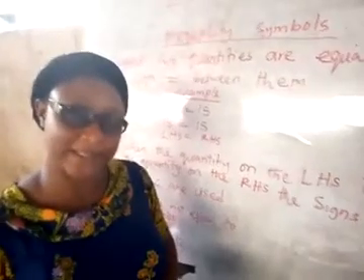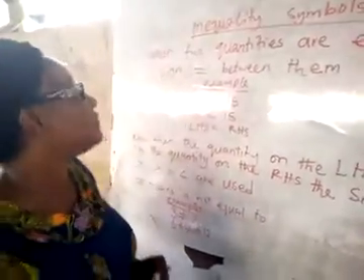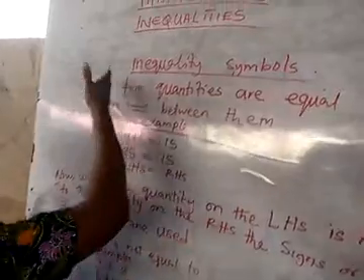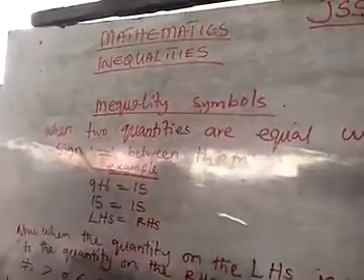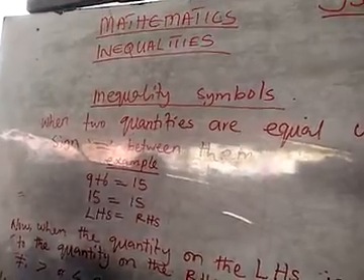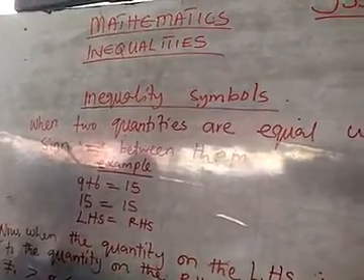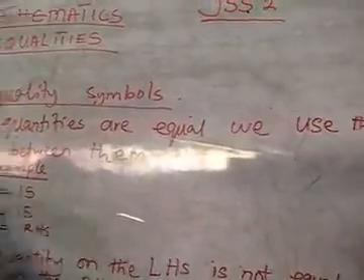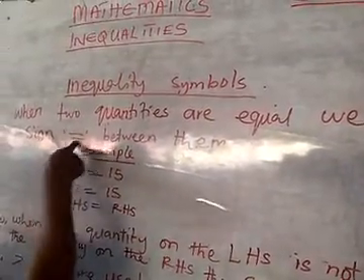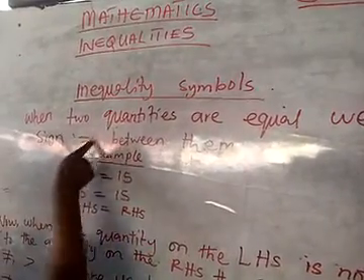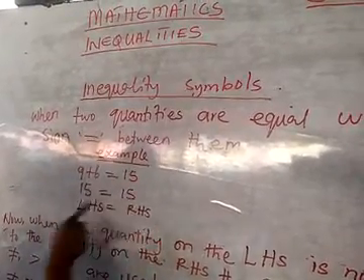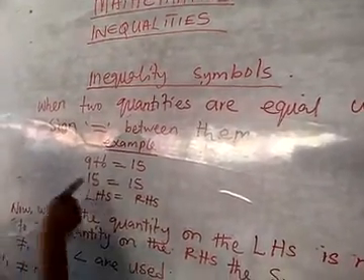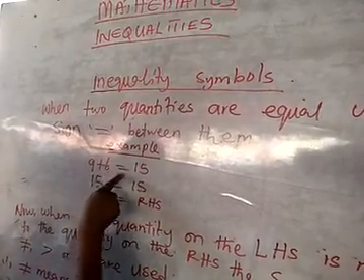Today is inequality. We want to explain the meaning of inequality and its symbols. You know that when two quantities are equal, we use this sign in between them, and this sign is called the equality sign. Meaning that the left-hand side and the right-hand side are equal.